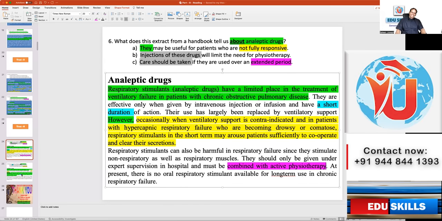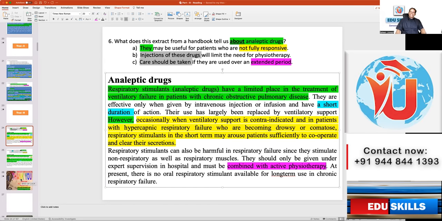Because here they give not fully responsive, which means ventilator failure. Sometimes when we read, suddenly we cannot click. That's the problem. Now that is the competency of language and your medical knowledge. If you have medical knowledge, you know this topic sentence speaks about this, right? Not fully responsive means ventilator failure. A patient with chronic obstructive pulmonary disease tells us they are not fully responsive. That's okay. If you don't understand that, you can go for elimination, like extended period and short duration.